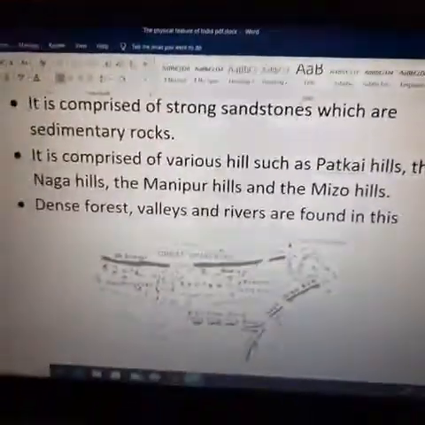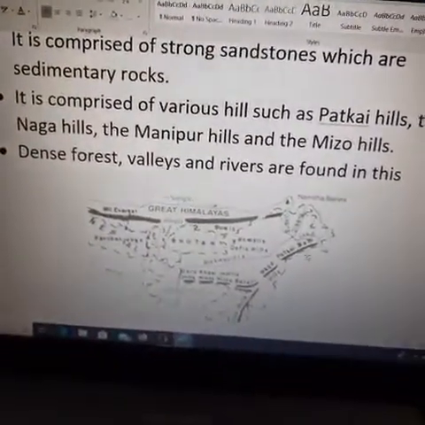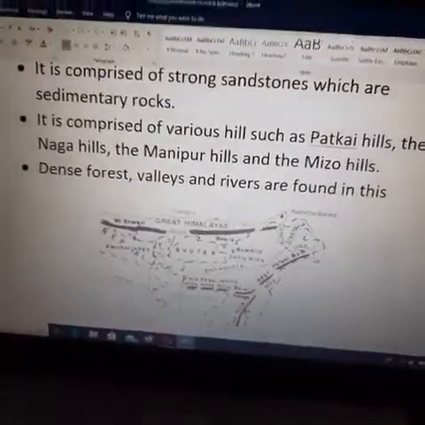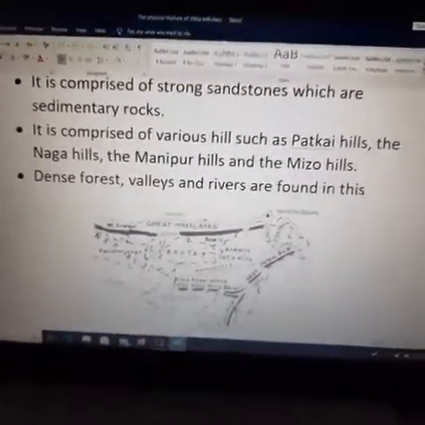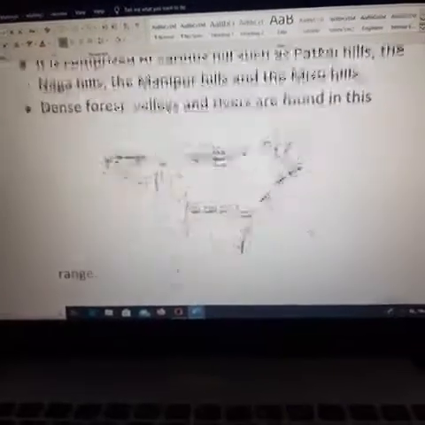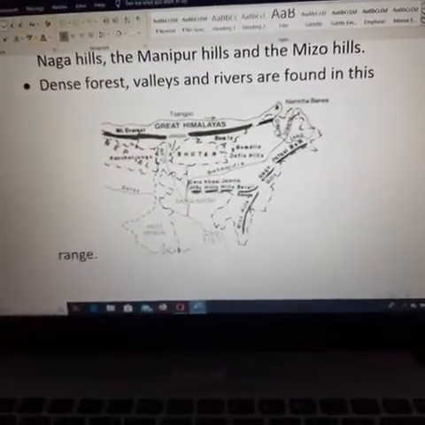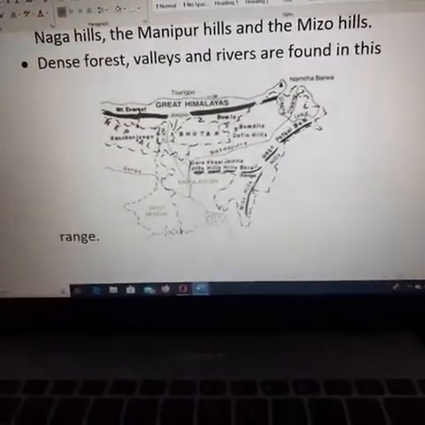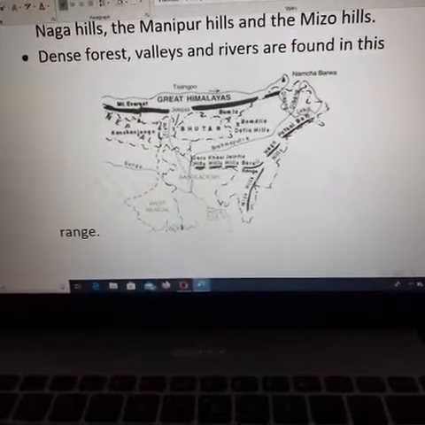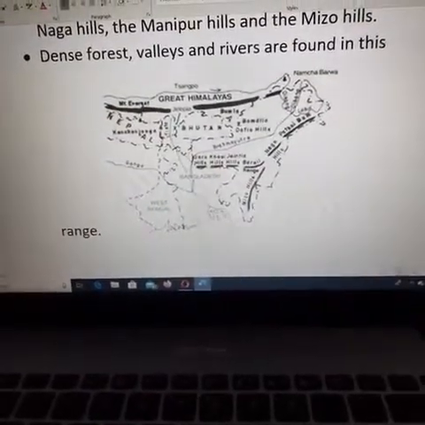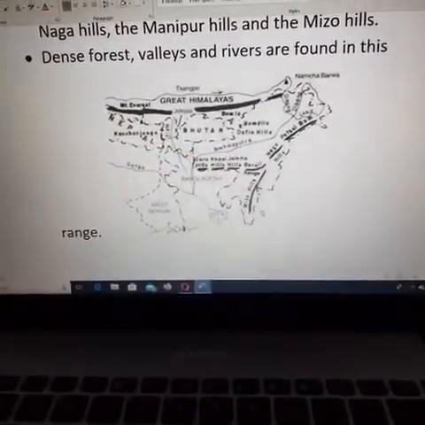Understood? And which places does this Purvanchal comprise? It comprises the Patkai Hills, the Naga Hills, the Manipur Hills and the Mizo Hills. You can see the Patkai Hills and the Naga Hills here. Okay, and the Mizo Hills. So these are the hills which run in this range. So all this will be called the Purvanchal Hills, children.